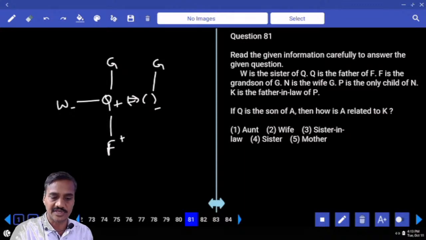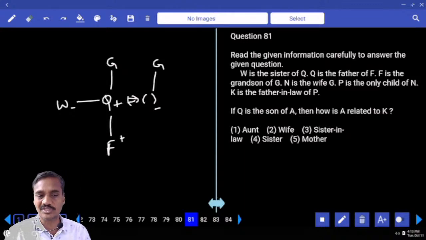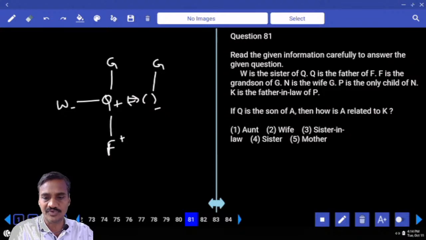And next one, F is the grandson of G. P is the only child of N and N is the wife of G. K is the father-in-law of P అన్నాడు. K is the father-in-law of P. W is the sister of Q. Q is the father. F is the grandson of G.